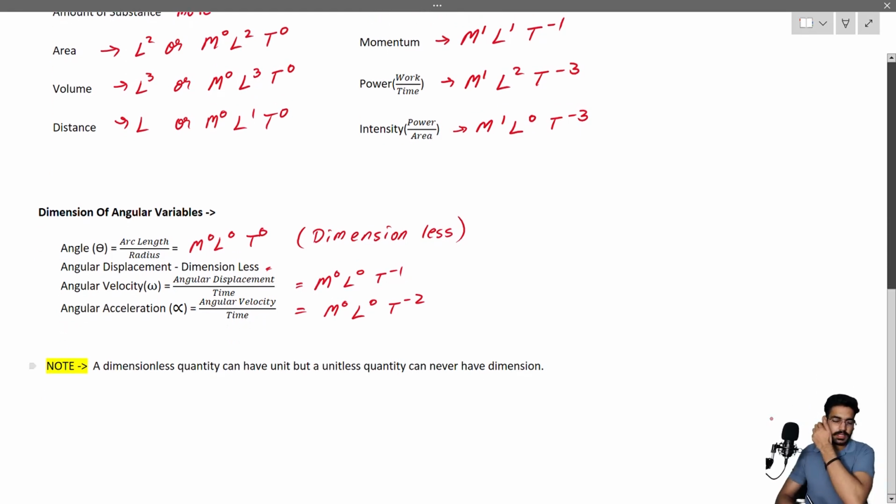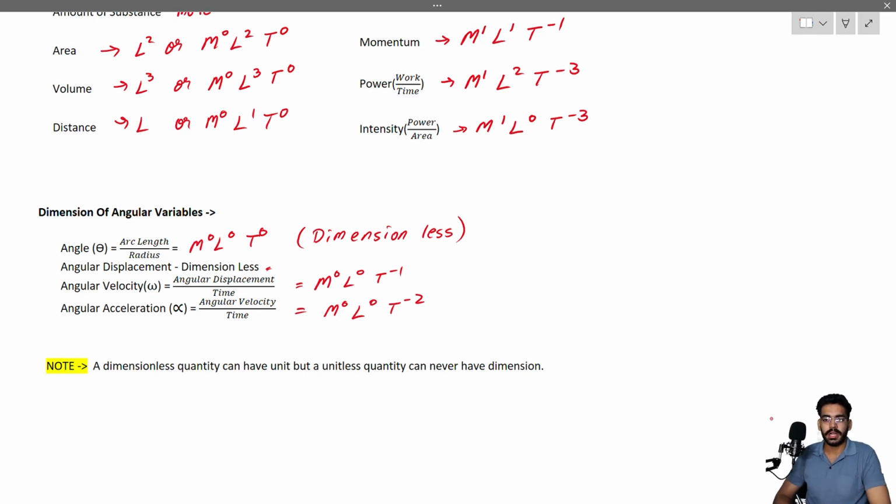Now we have one note that is written: a dimensionless quantity can have a unit, but a unitless quantity can never have a dimension. For example, angle is a dimensionless quantity, but it has a unit. What is the unit of angle? Radians and degrees, both. Radians and degrees exist, but angle is still a dimensionless quantity.